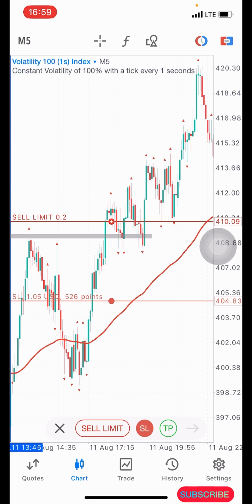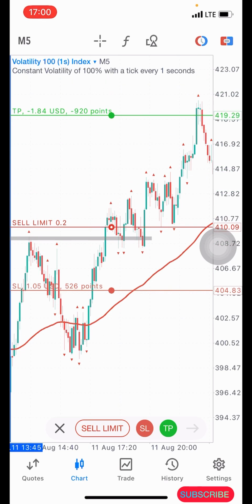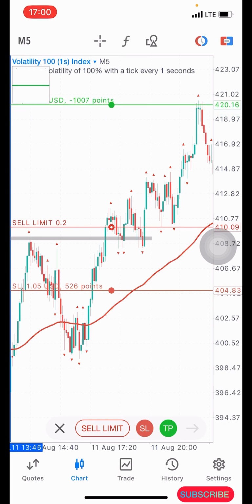As you can see, we are risking $1 here. Now your TP is going to be a 2-to-1 risk to reward ratio. So if you are risking $1, your target is going to be $2. That's how you have to go about this strategy. So now we are risking $1 for this trade. Our target is going to be $2.